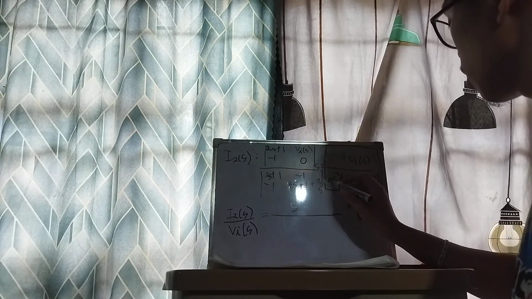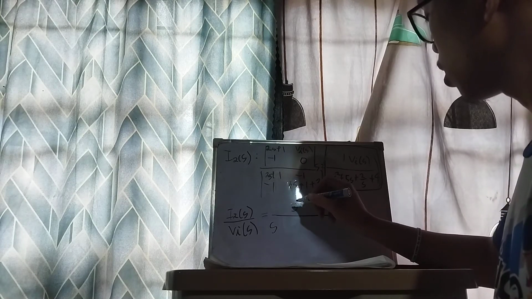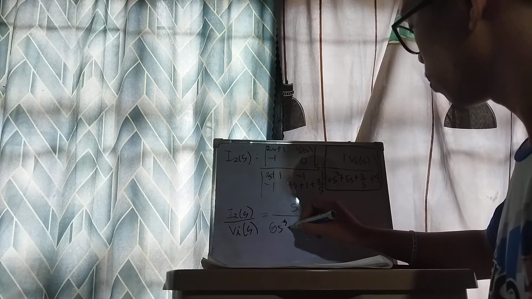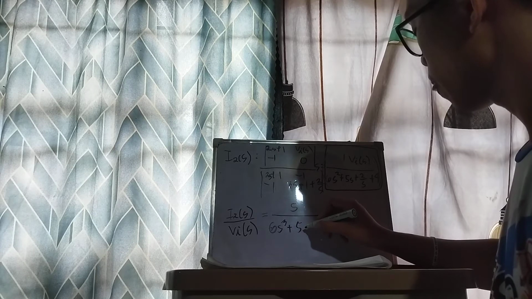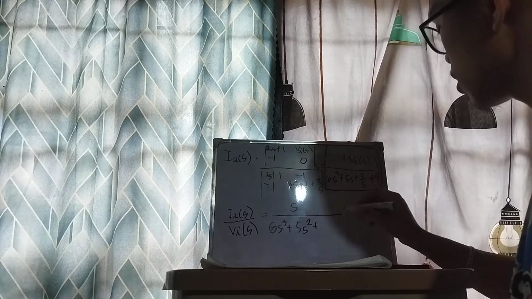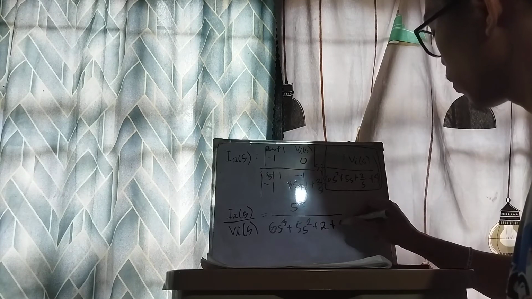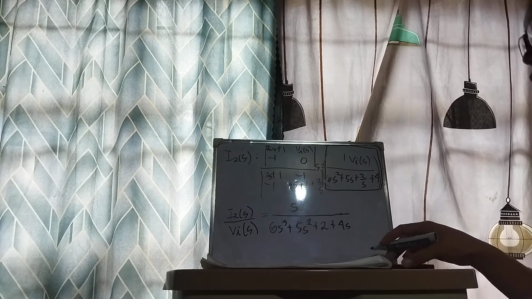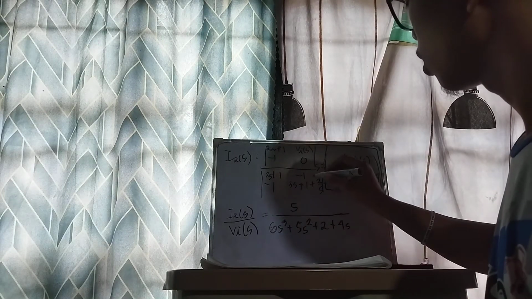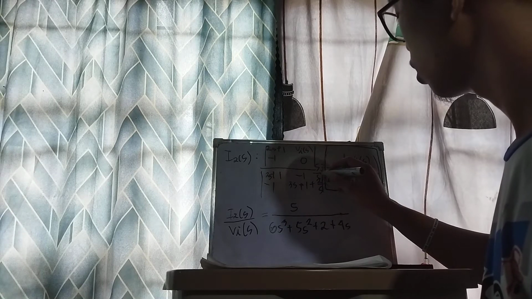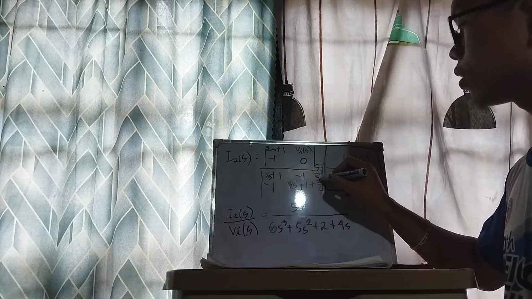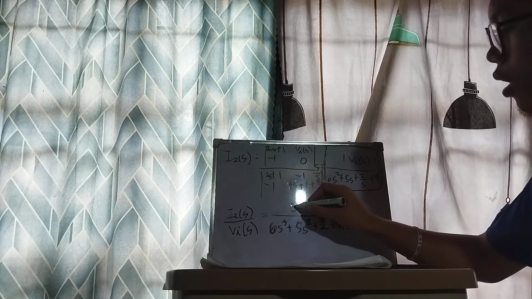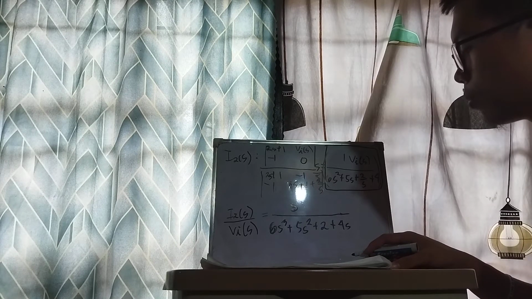So S times 6S is 6S cubed, plus 5S squared, plus cancel 2, and now 4S. Take note S over S for denominator and numerator. So now we have here S over 6S cubed plus 5S squared plus 4S plus 2.